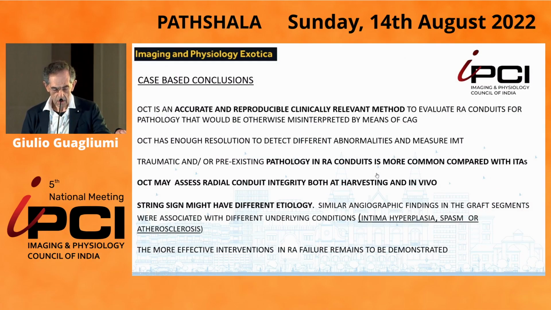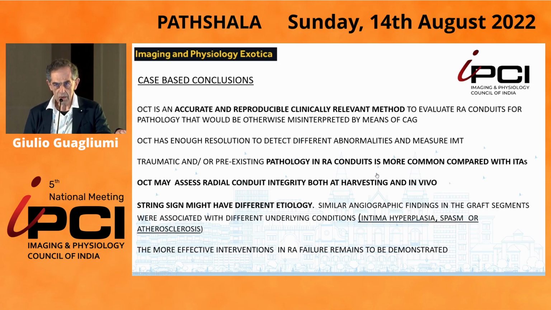So my case-based conclusion: OCT is an accurate, reproducible, and clinically relevant method to evaluate radial artery conduits for pathology that would otherwise be misinterpreted by means of CAG. OCT has enough resolution to detect different abnormalities and to measure IMT. Traumatic or pre-existing pathology in radial artery conduits is much more common compared to the ITA. OCT may assess radial conduit integrity both at harvesting and in vivo.